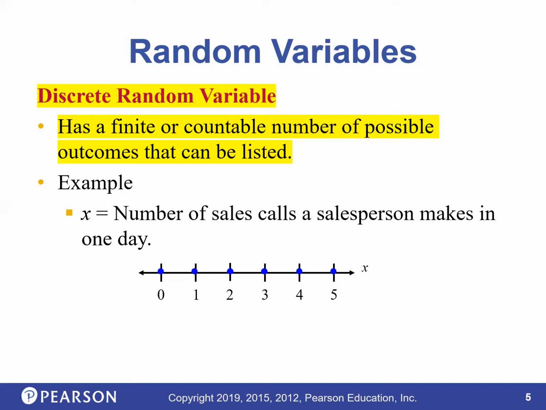And so there it is: 0, 1, 2, 3, 4. So X is the number of sales calls. Cool. X could be the number of children in a household. X could be the number of cars in a household. So there it is.